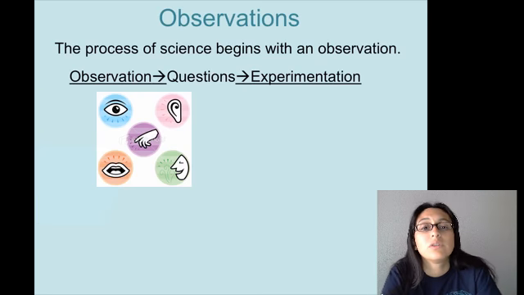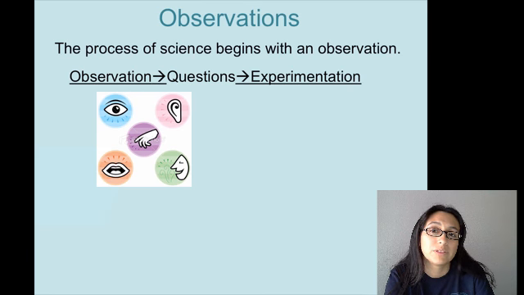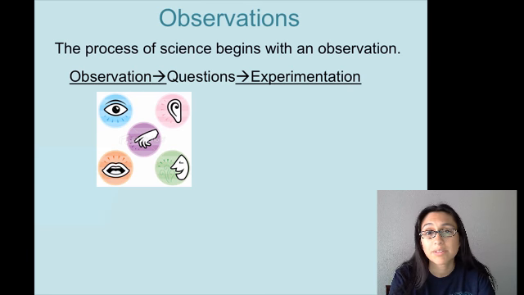All right, so step 1, observations. We use our senses to look at the world around us. And when we're using our senses to gather all this information, it naturally gets us thinking about questions. So from observations, we go to questions, and then finally to experimentation. So I'm going to use an example here, kind of a grade school example, elementary school example of a possible observation that you might see that would lead to questions and then experimentation.